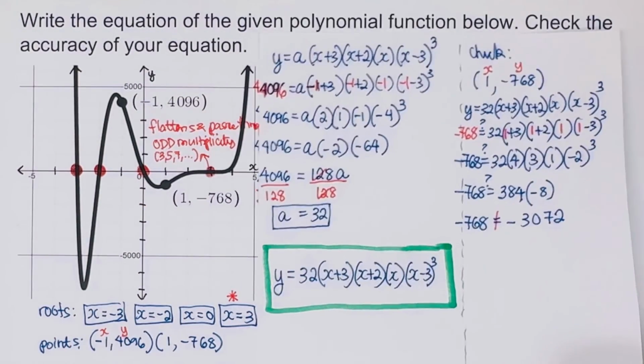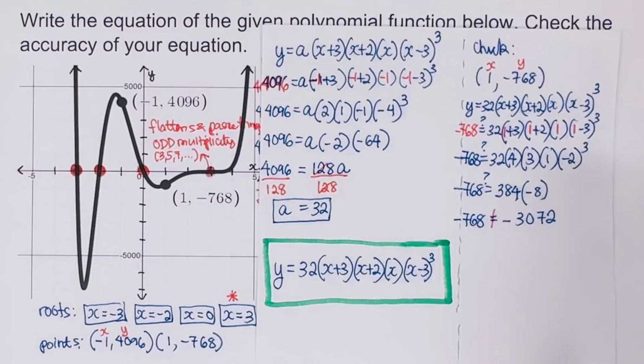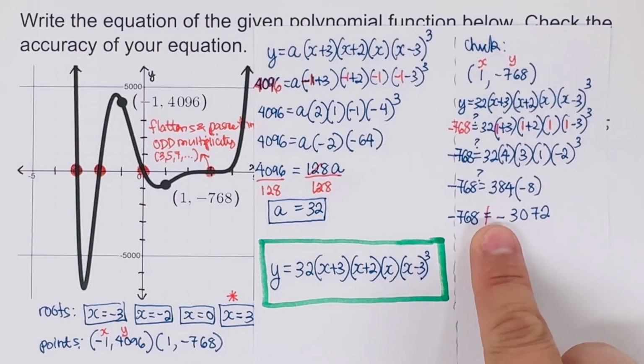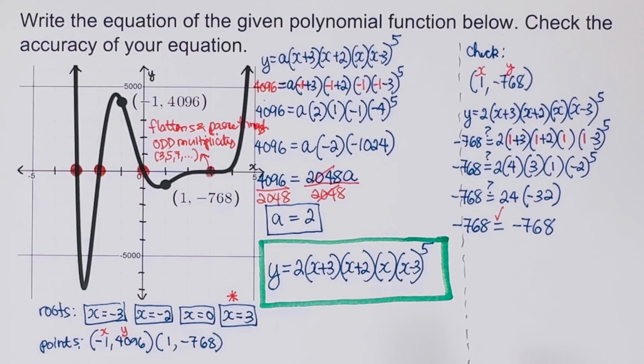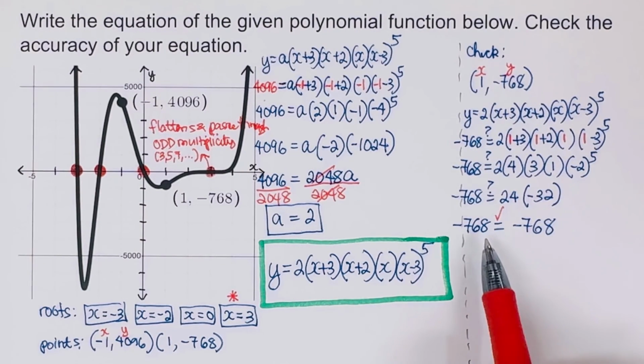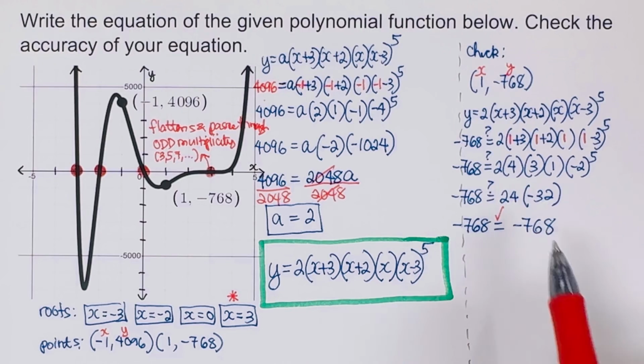So if you put the multiplicity as 3, it doesn't work. This is not the right equation, but instead the multiplicity is 5, because when we check it, both the left and the right side are equal. So that is how we write the equation of a given polynomial graph with multiplicity.